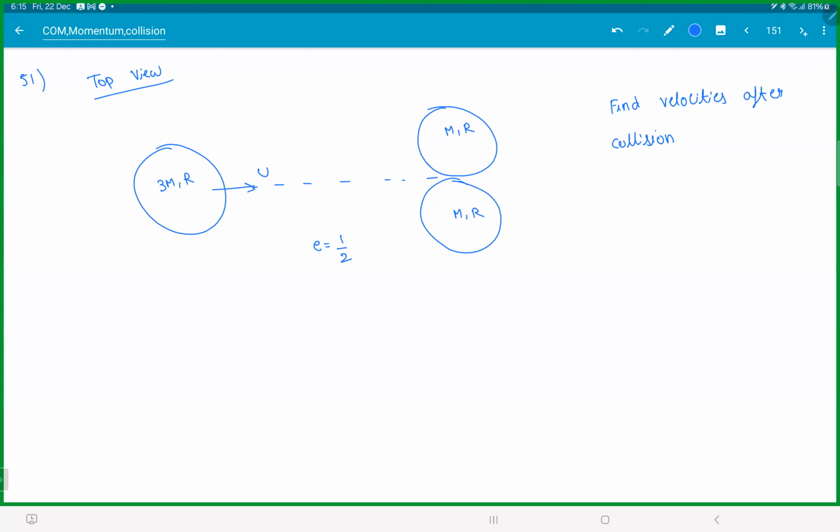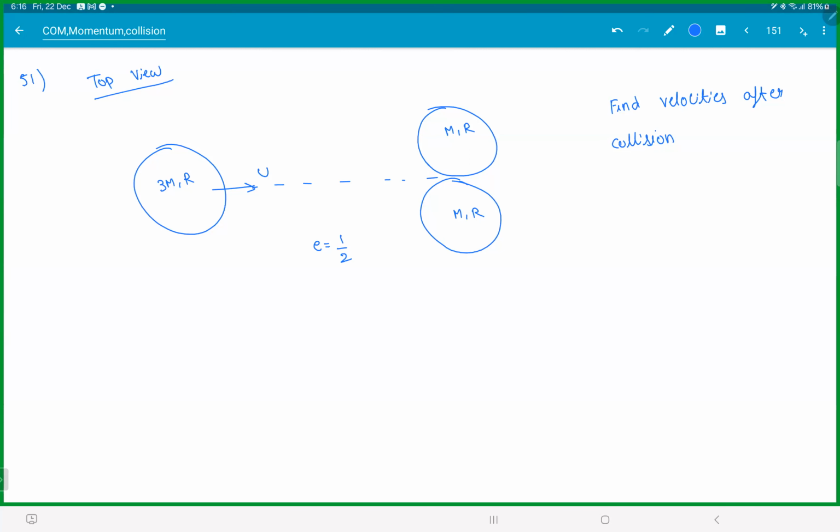Three u/4 for which one? There are three balls here, right? If you see, this is different from what we did. Till now, we did all problems where only two things were colliding. Here, three things collide at the same time. This 3m will hit both of them at the same time. This will be slightly different, but remember, restitution is only written for two bodies at a time. You can't write it for all three.